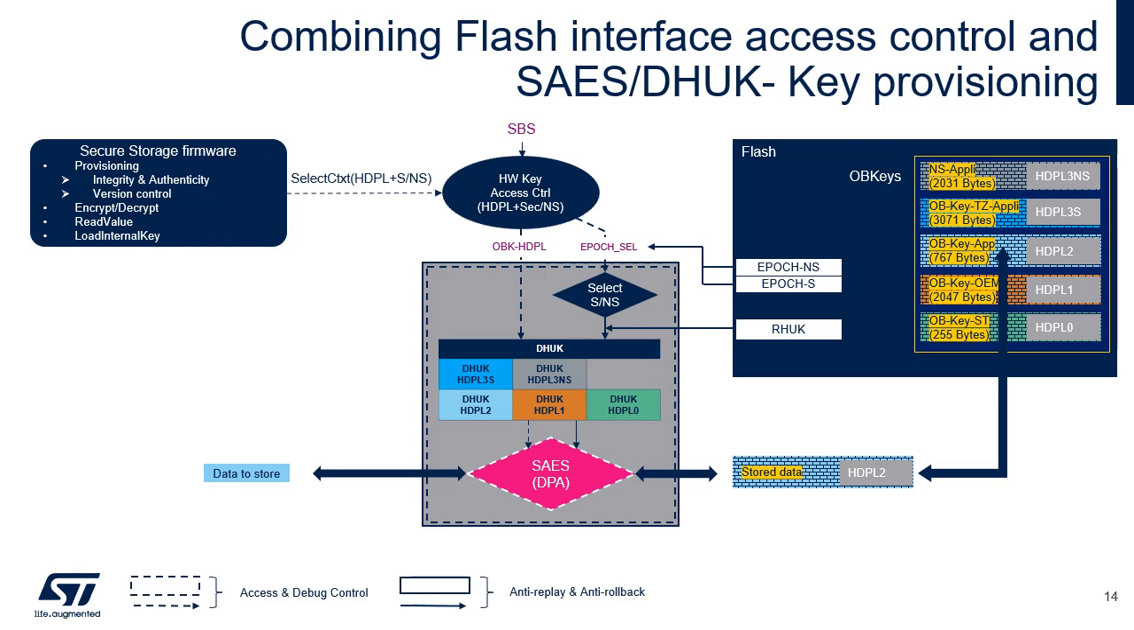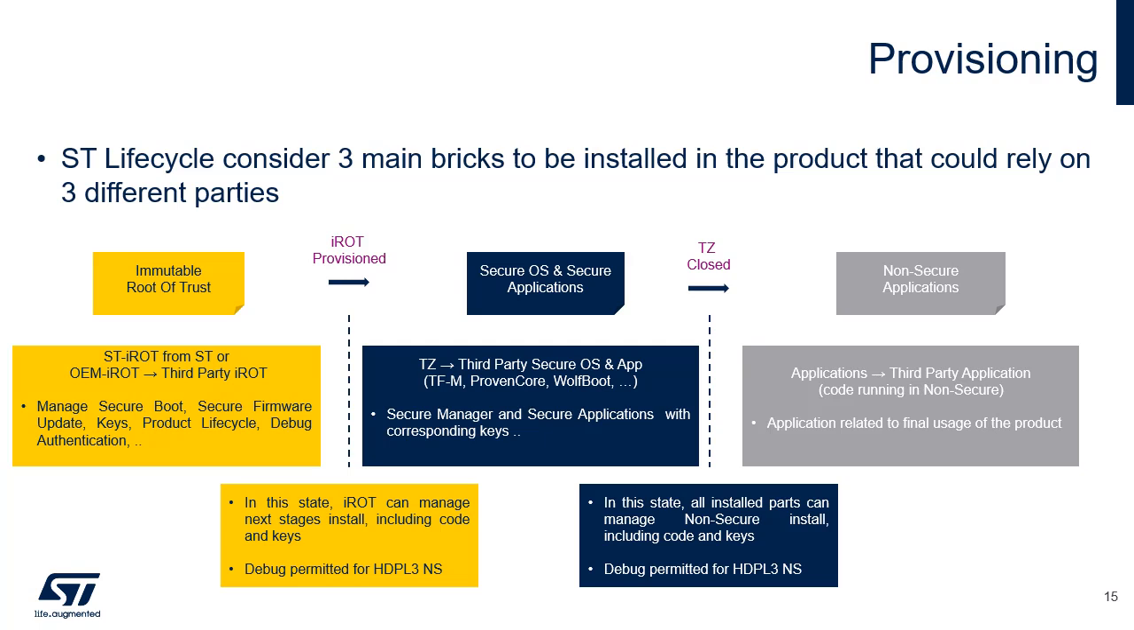As previously explained, an OB key can be any sensitive information, not only a key. It's encrypted according to the current DHUK prior to being programmed in the related region of the OB key memory. The STM32H5 lifecycle is designed to support provisioning of the product with up to 3 different parties.